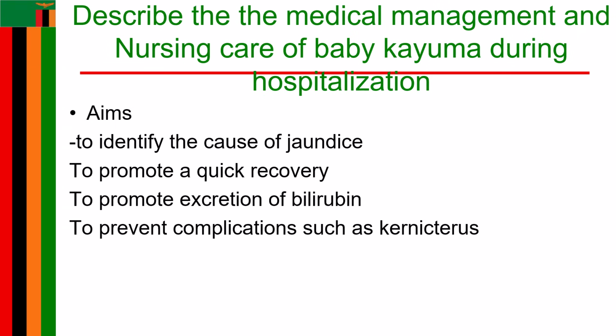So in terms of management, you start with aims. You can talk about to identify the cause of jaundice. The other aim you can say to promote a quick recovery. You can talk about promoting excretion of bilirubin and to prevent complications such as kernicterus. So kernicterus is where the baby collapses, goes into an unconscious state because of high levels of bilirubin in the brain.